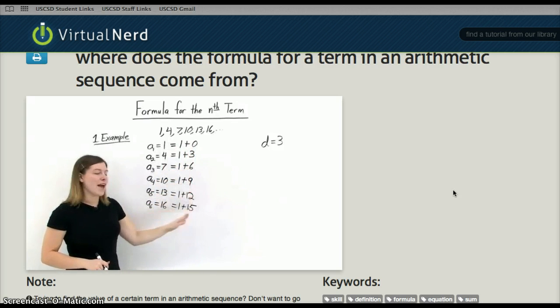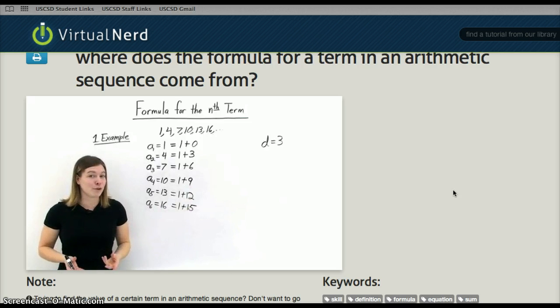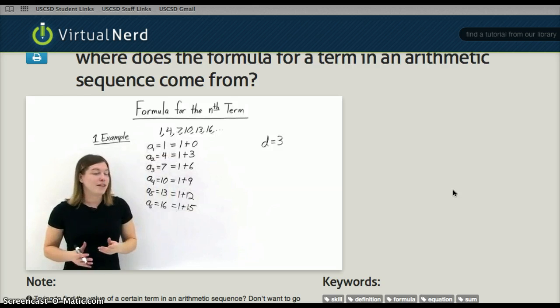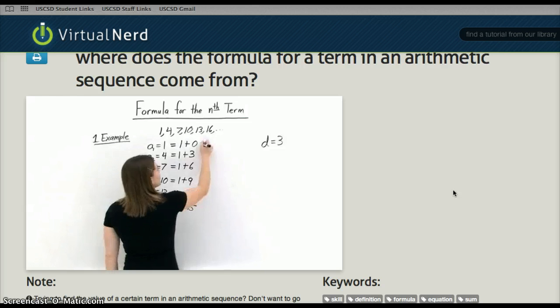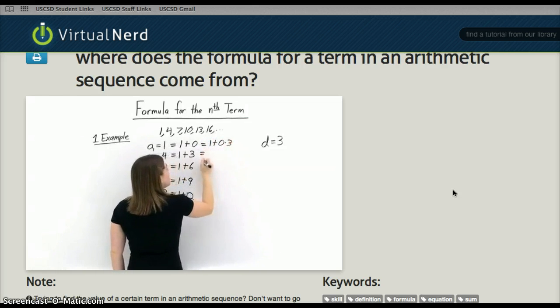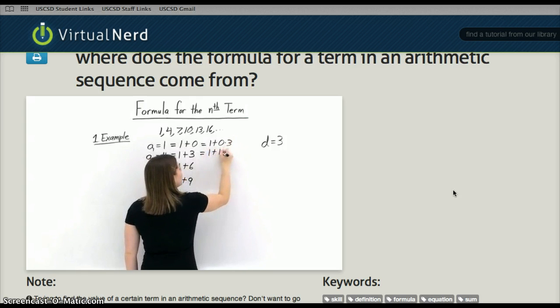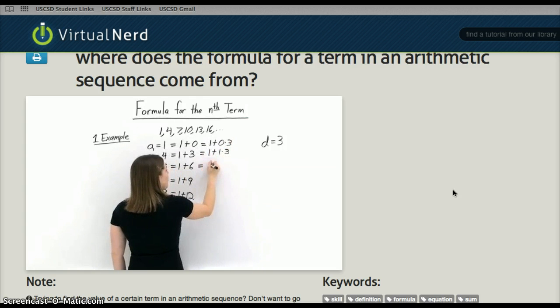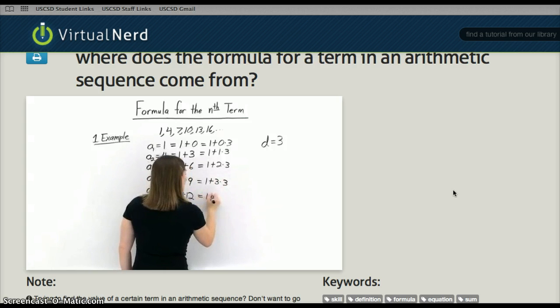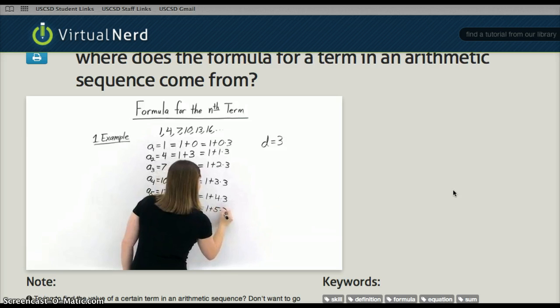Each one of the numbers that we add to our first term is a multiple of 3, which is our common difference. So let's break these up into something times 3. Well, to get 1 plus 0, we have 1 plus 0 times 3. To get 1 plus 3, we have 1 plus 1 times 3. Then 1 plus 6 is 1 plus 2 times 3. Then we have 1 plus 3 times 3, 1 plus 4 times 3, and 1 plus 5 times 3.